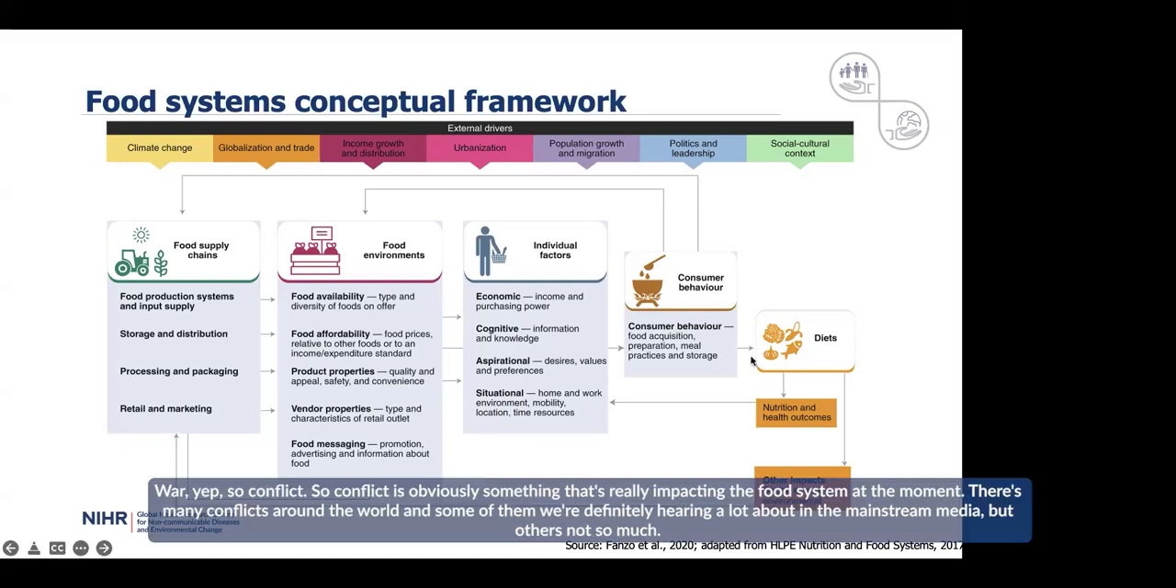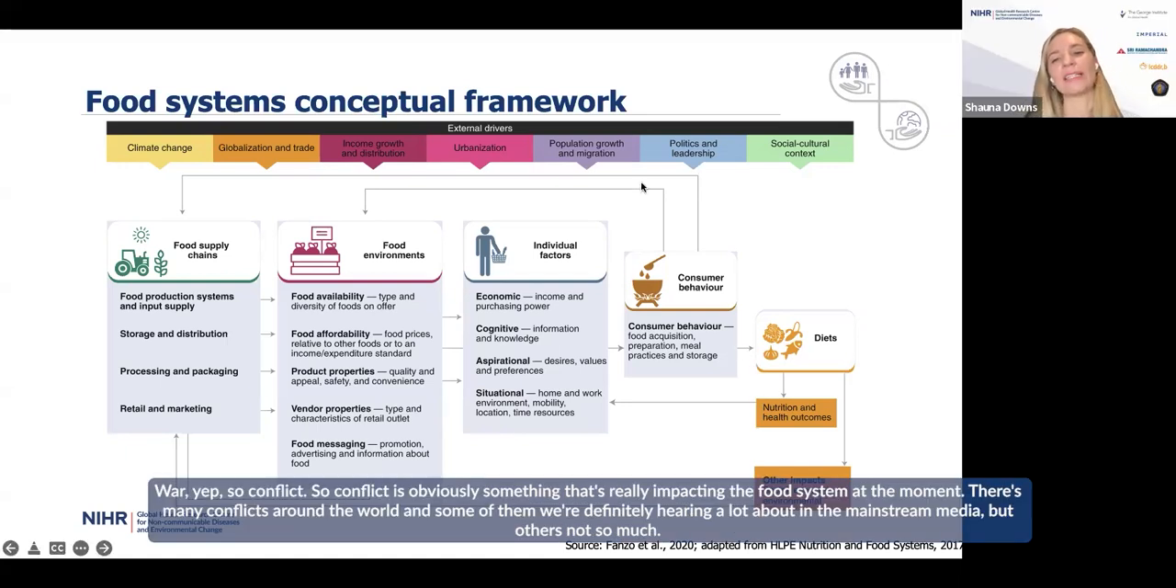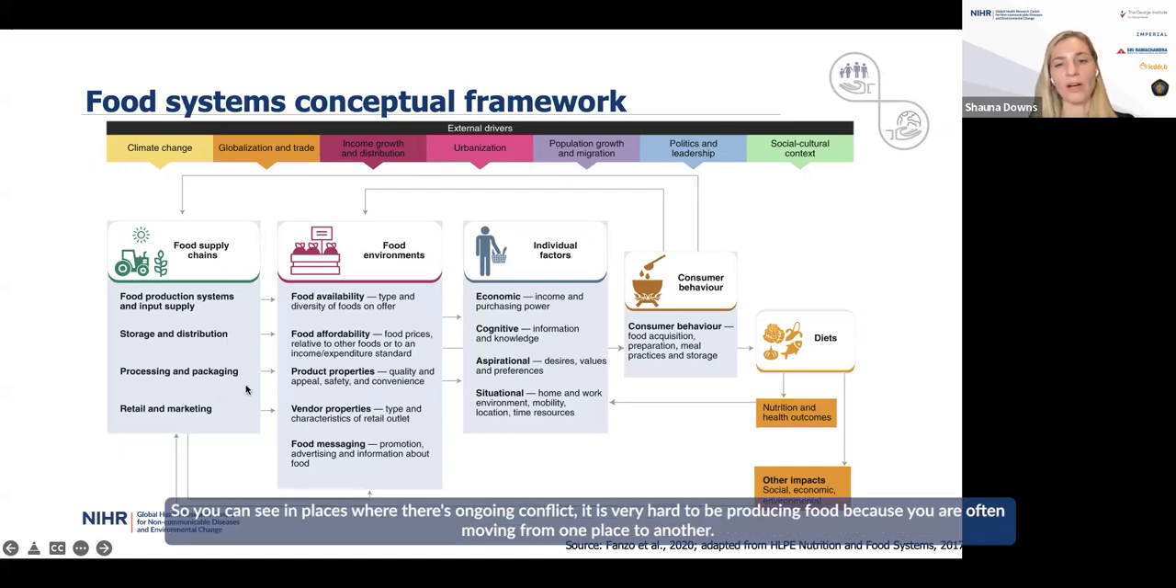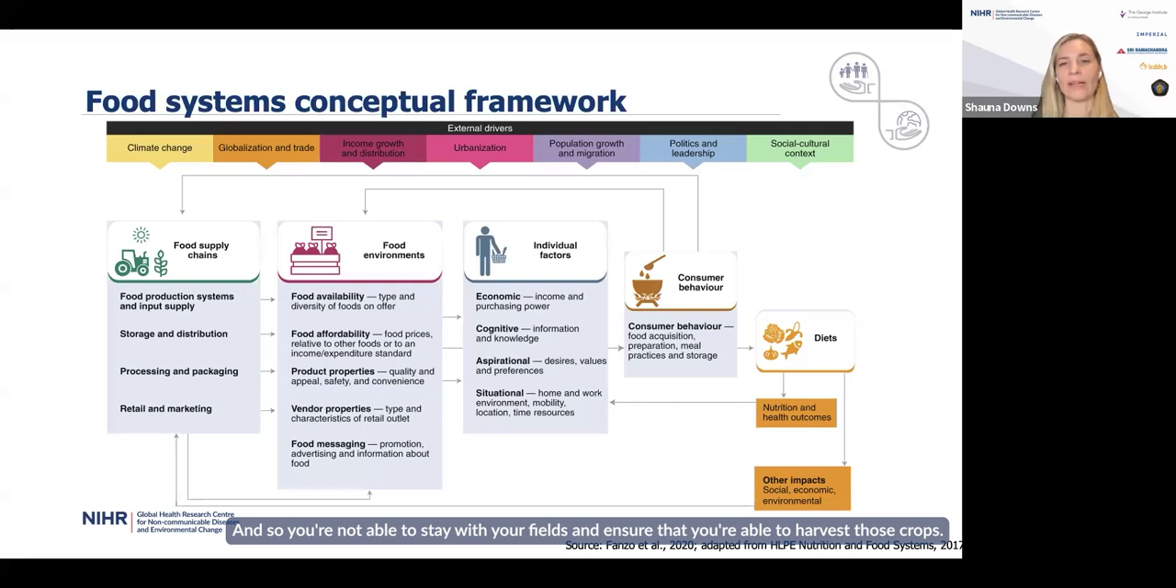War, yep, so conflict. Conflict is obviously something that's really impacting the food system at the moment. There are many conflicts around the world, and some of them we're definitely hearing a lot about in the mainstream media, but others not so much. And they impact the food system in a variety of ways. They impact production. In places where there's ongoing conflict, it is very hard to produce food because you are often moving from one place to another, and so you're not able to stay with your fields and ensure that you're able to harvest those crops.